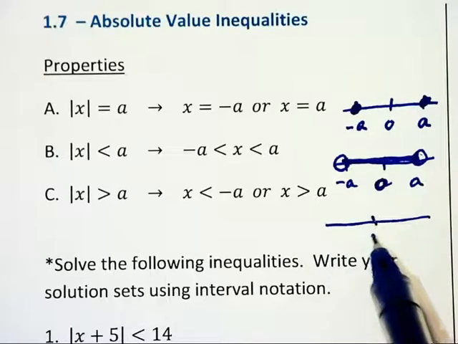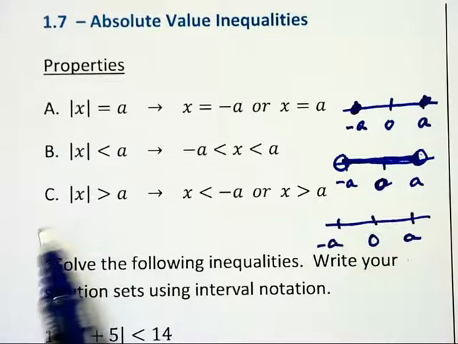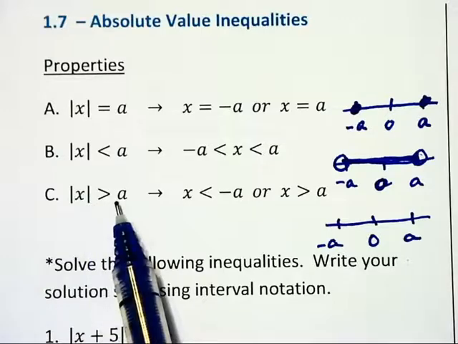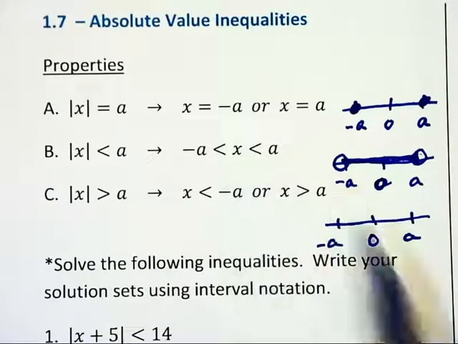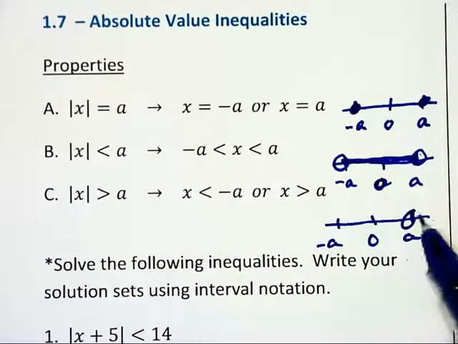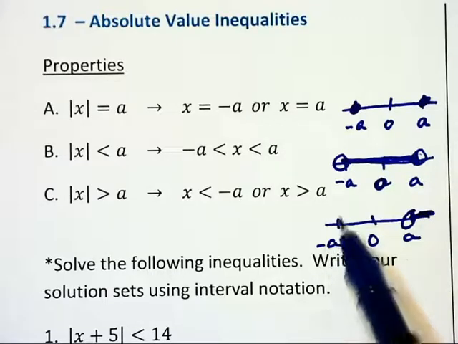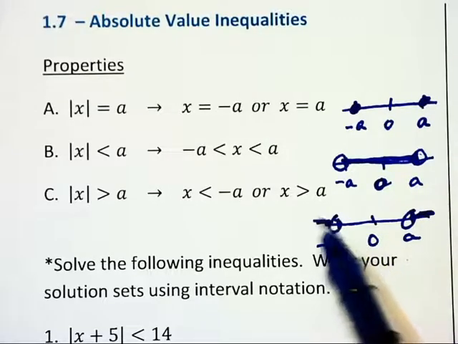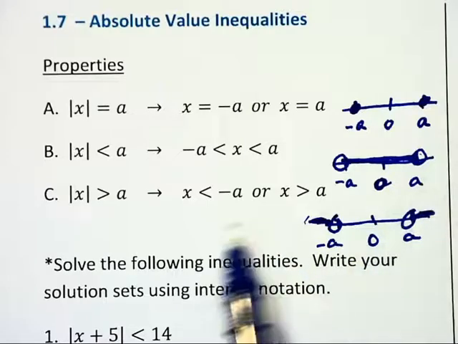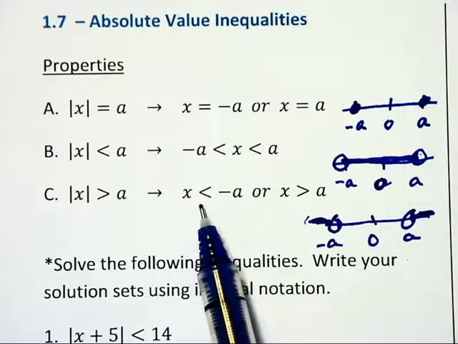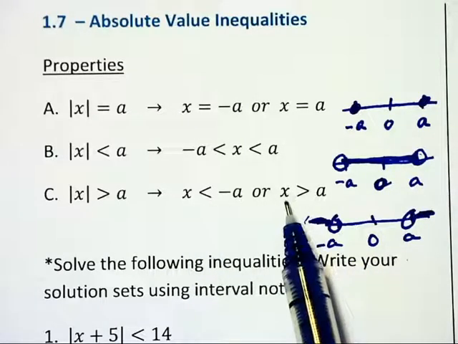Now, let's draw this number line a third time. Distance is greater than a units away from 0. Well, that means it's either got to be off to the right or it's got to be off to the left. And we'd have x is either on the left, less than negative a, or on the right, x is greater than a.